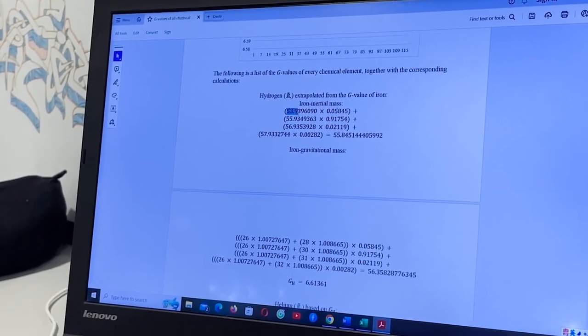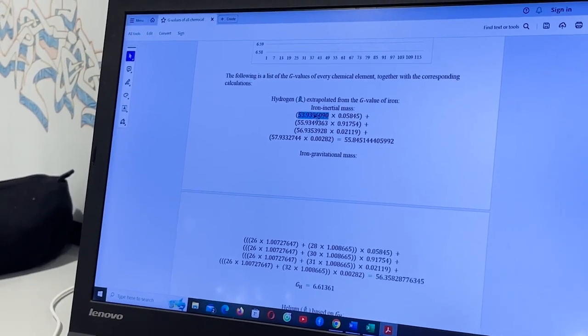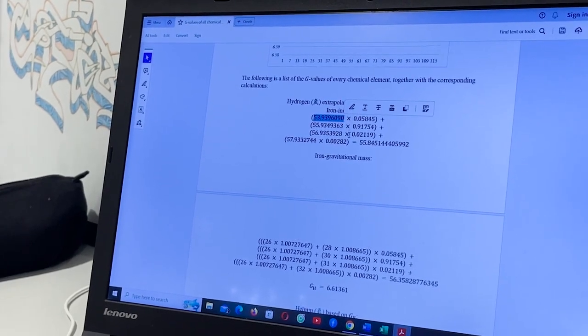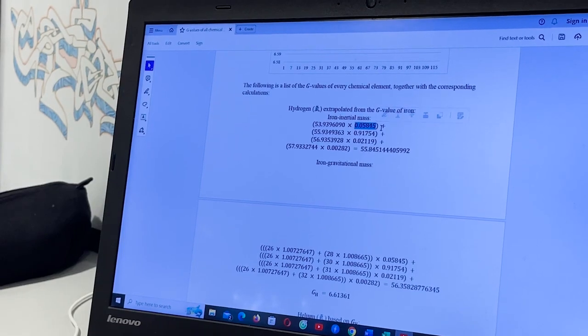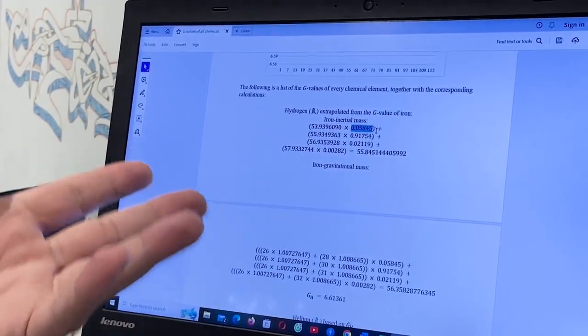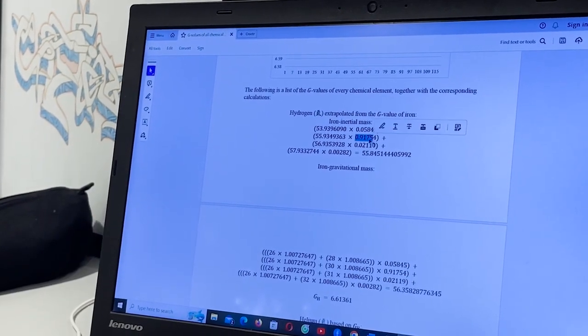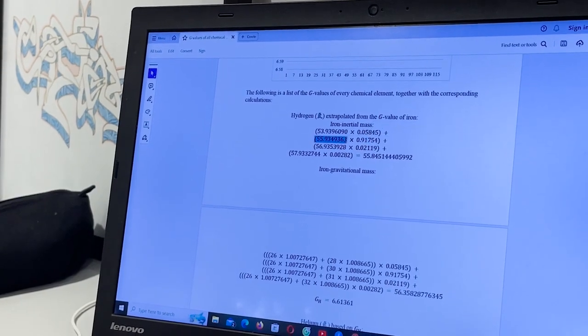For the inertial mass, you basically just take the atomic mass of every isotope and multiply it with the percentage, the abundance in nature. How much is there of each isotope? This is 91%, almost 92% of this isotope.